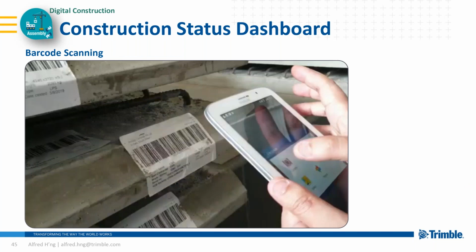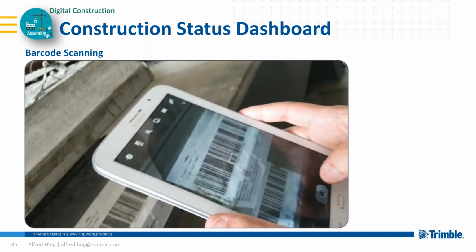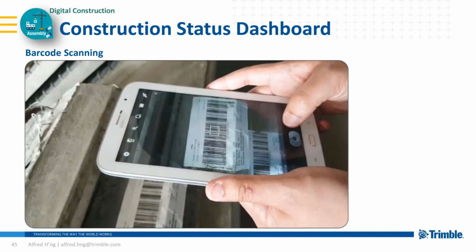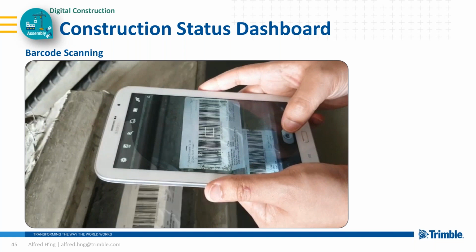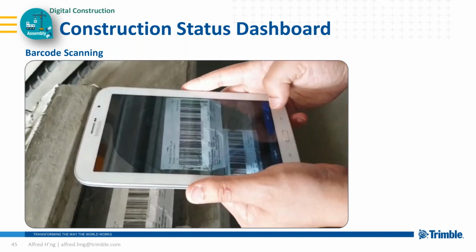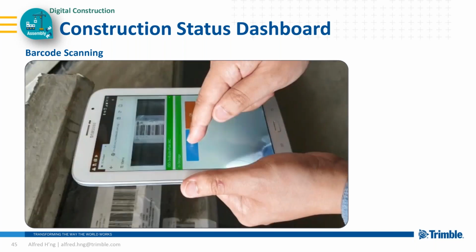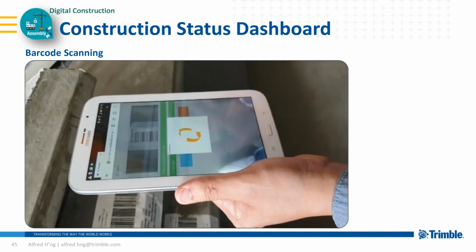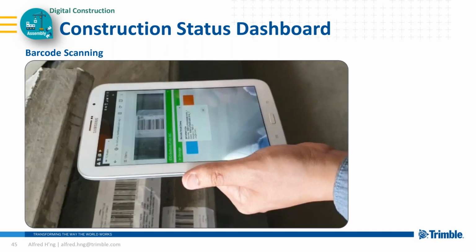With this, the barcode is scanned. In this case, the element is scanned and assigned a particular status, in this case storage status. And once the scanning is done, the information is sent to a cloud database immediately.